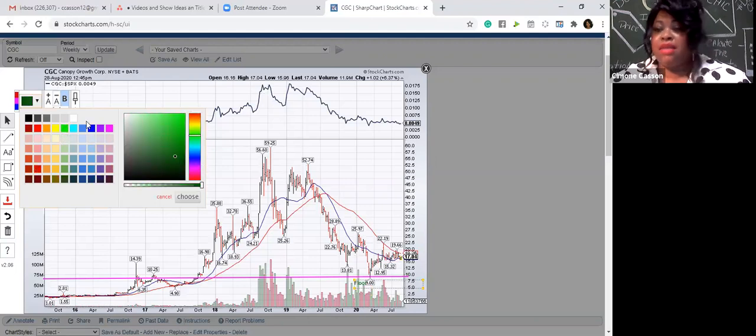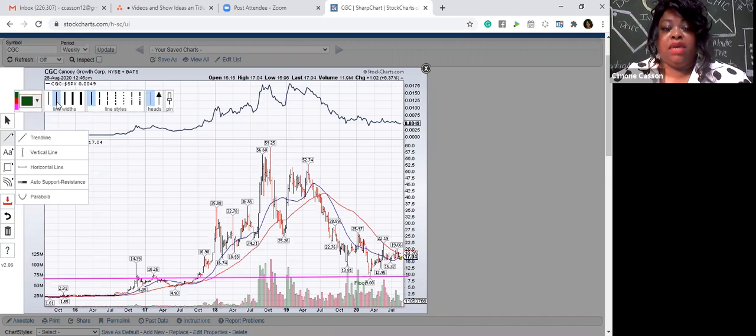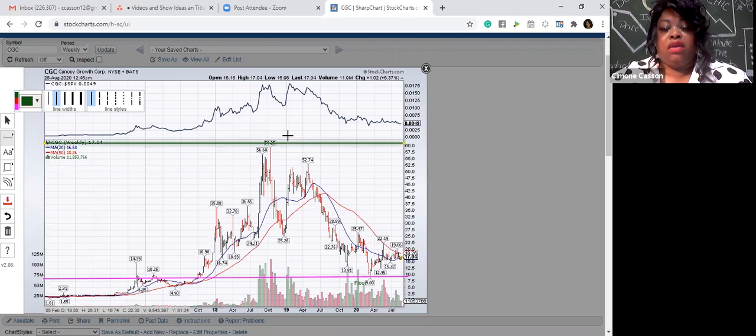Some investors and traders have colors that they use, but me, not so much. Whatever I feel like is what I feel like. So you can decide whether it's going to be horizontal or whatever. And so we're going to go here because that is now our ceiling.